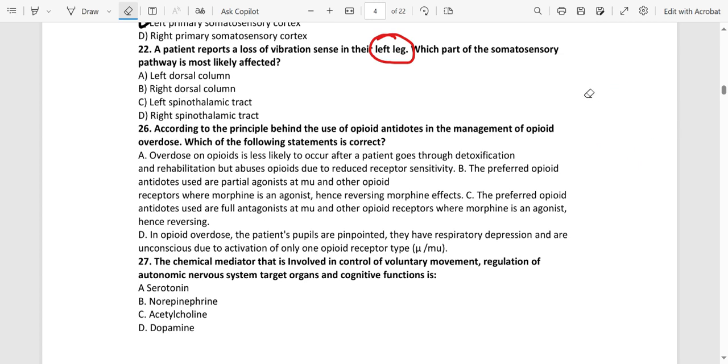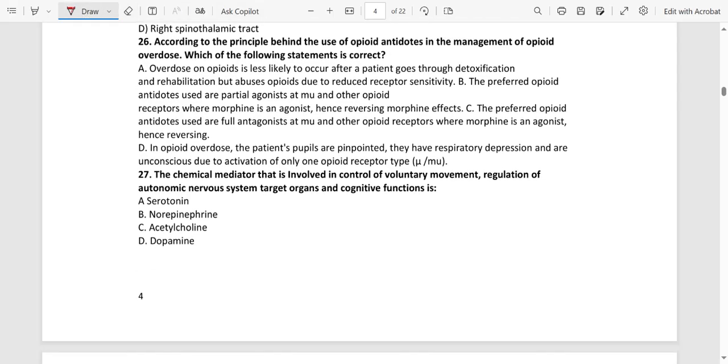Yes, the left dorsal column. Okay. Question 26 is saying, according to the principle behind the use of opioid antidote in the management of opioid overdose, which of the following statements is correct? A: Overdose on opioids is less likely to occur after a patient goes through detoxification and rehabilitation, but they abuse opioids due to reduced receptor sensitivity.